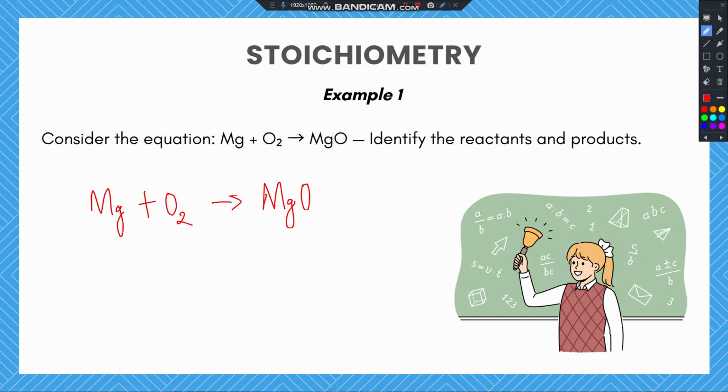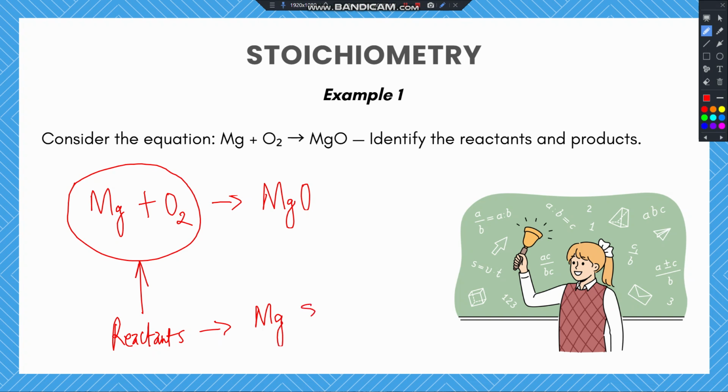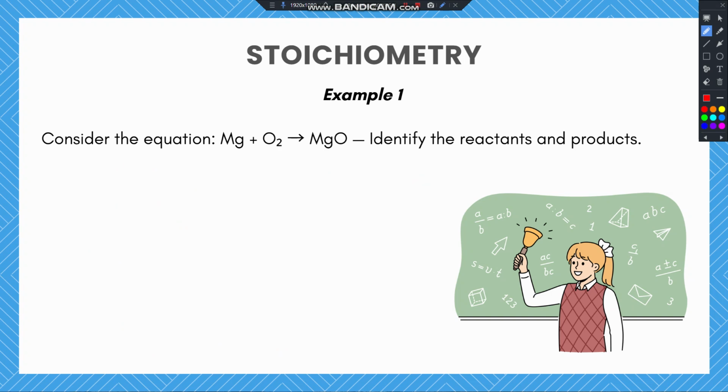Well, the reactants are simply the substances that we began the chemical reaction with. So you can see the substances on the left hand side of the equation. These, my friends, are the reactants. The reactants are magnesium, Mg, and oxygen, O2. The product is on the right hand side of the equation, magnesium oxide, MgO. We've identified the products, and we've identified the reactants as well.